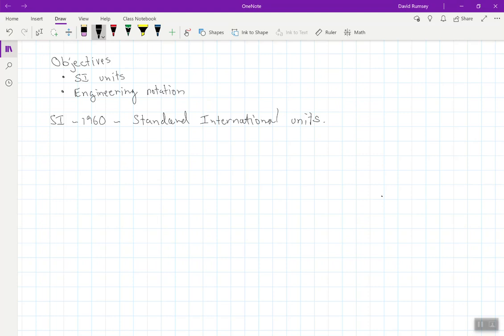And so let's look at the standard international units we will use for this course. Now, we're just going to look at the units here right now. We'll talk in the next lesson or two about what these things are.